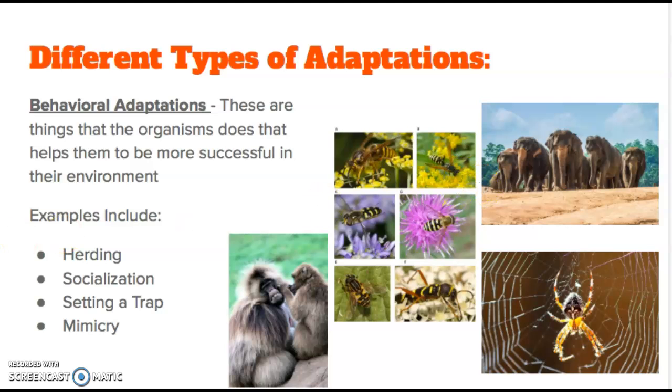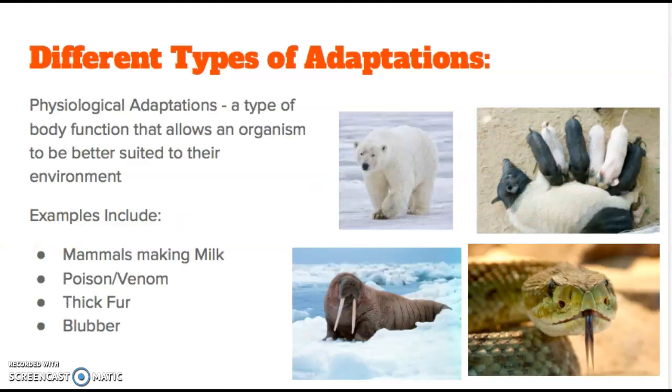And then the third type of adaptation is what we call physiological adaptations. It's something that their bodies do on their own, but it allows them to be better suited to their environment. So those examples are the fact that mammals can make milk. That's an advantage. Bodies that make venom or poison or are toxic in some way, that's a really good defense mechanism that allows animals to be better suited.